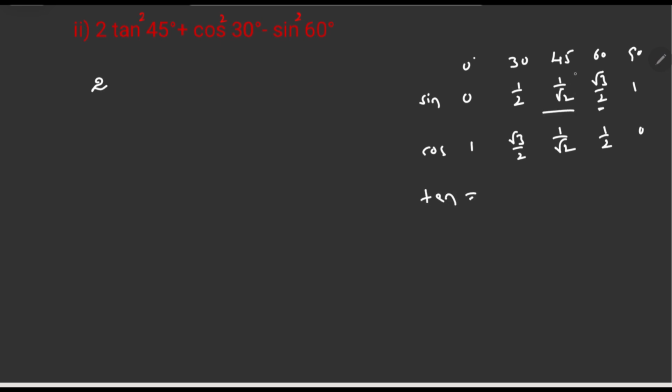So therefore we are getting 1 to the whole power 2. So 2 into tan 45 value, 1 to the power 2. Now what is the cos 30 there? Cos 30 value is root 3 by 2. So root 3 by 2 whole power 2, minus, what is the sin 60 there? Sin 60 value is root 3 by 2. So root 3 by 2 whole power 2.